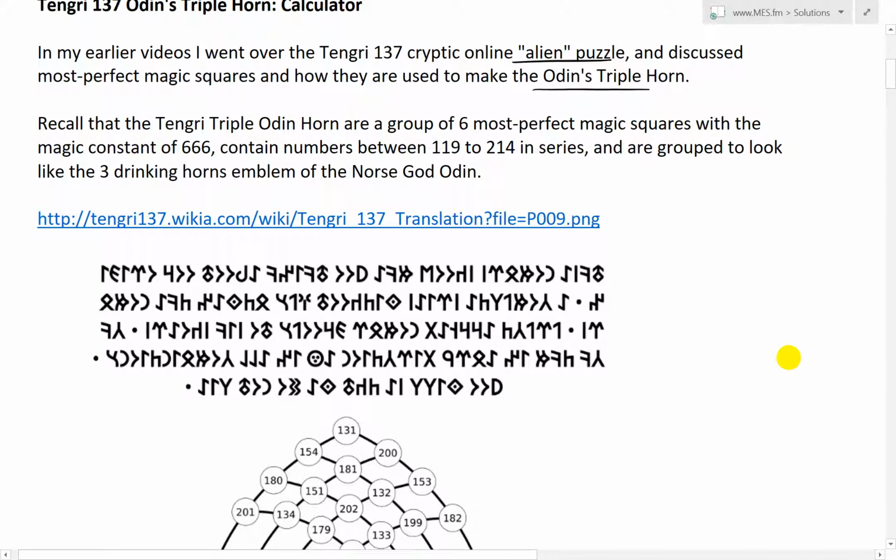So recall that the Tengri Triple Horn, Odin Horn, are a group of 6 most perfect magic squares with a magic constant of 666, and they contain numbers from 119 to 214 in series, and are grouped to look like the 3 drinking horns emblem of the Norse god Odin.